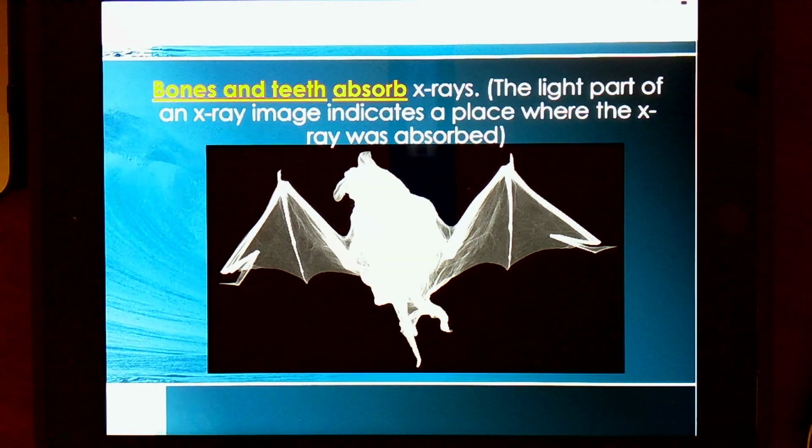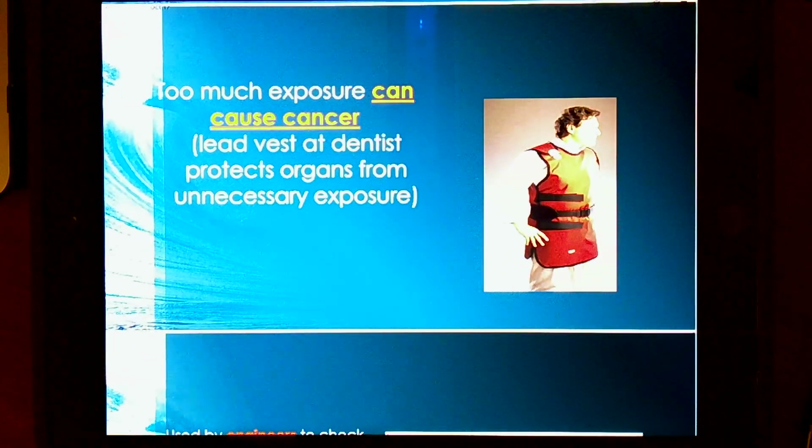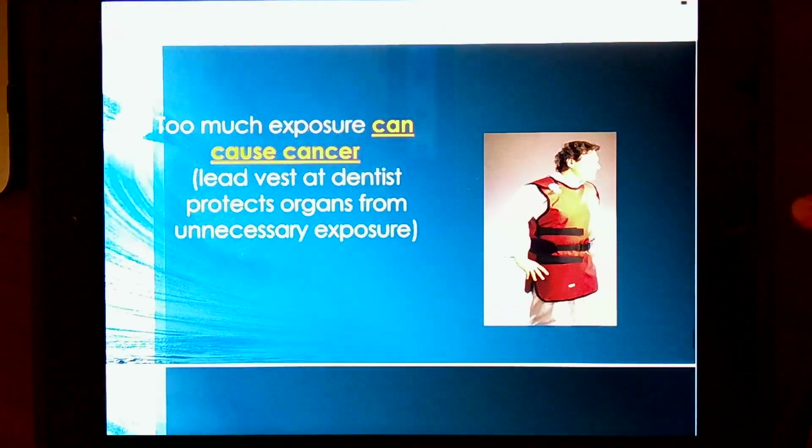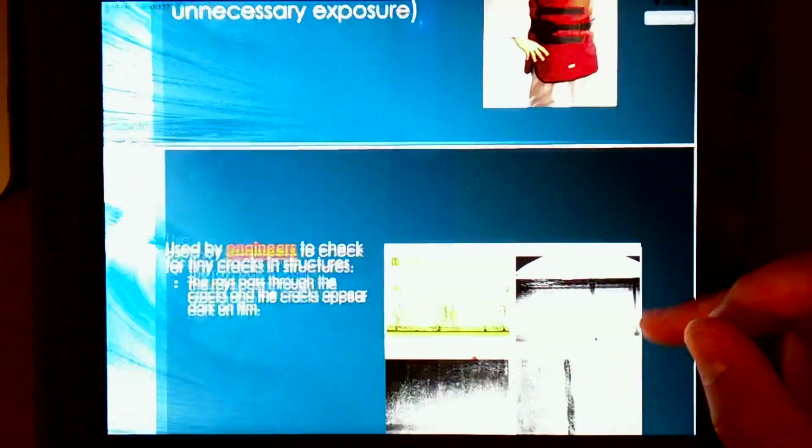Does anybody know? Take a guess at why it picks up teeth. Your teeth are made up of the same thing your bones are made out of, which is a thick cartilage, okay? So that's why it picks up teeth. That's why your teeth are very strong, because they're made of the same material your bones are made of. Again, this is the lead vest that they put on you when you're going to have an X-ray done, so it can absorb those rays.